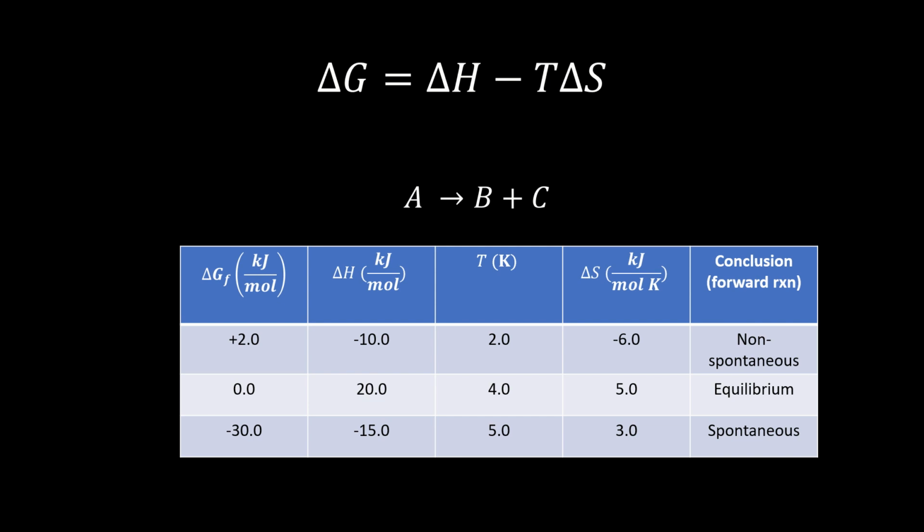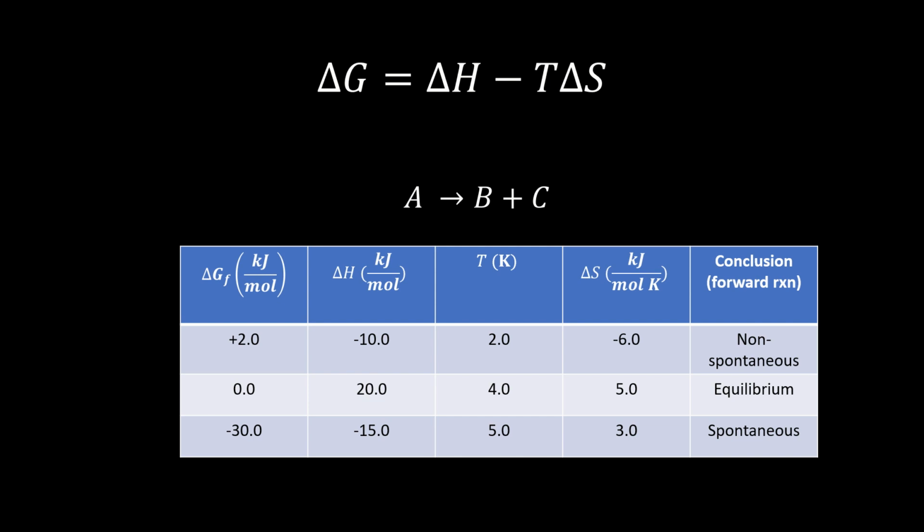Since delta G in the second row equals 0, the conclusion we can make is that the reaction is actually in equilibrium. So it's not just the forward direction that's occurring, but the backwards direction as well. And because in the final row we had a negative value, we know that the reaction in the forward direction is actually spontaneous. It will occur on its own.